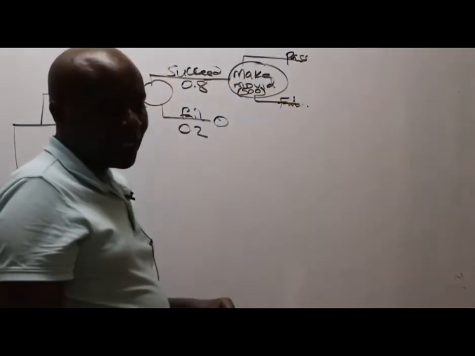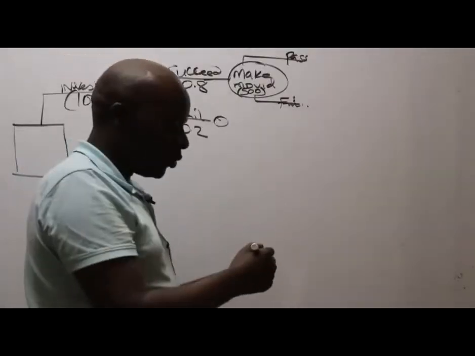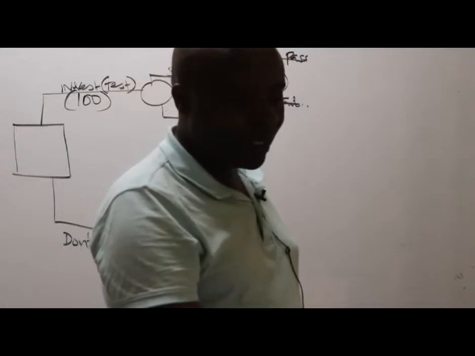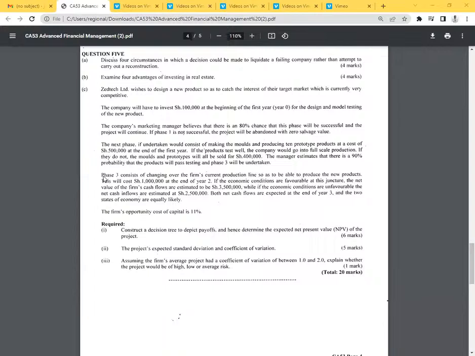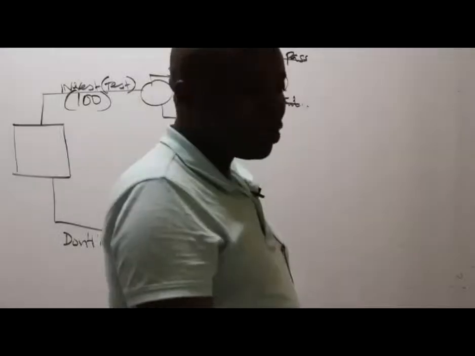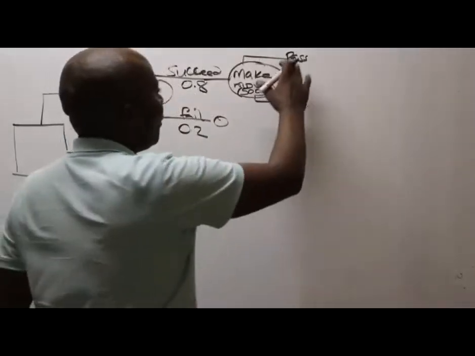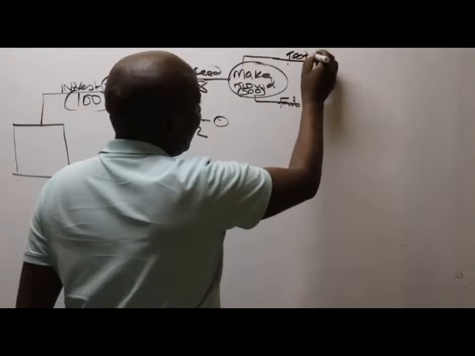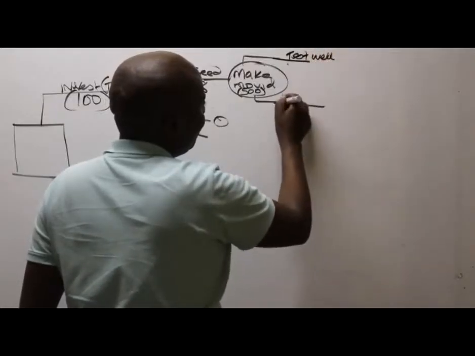They fail the test. So it's either they pass the test, or they fail. Always use the language given by the examiner. Like now here he has told us that if the products test well, right? So it's about testing well. If they test well, the company will go into full-scale production. If they do not, the molds and the prototypes will all be sold. So it is either these prototypes test well, or they test otherwise. So it's important to use the language used by the examiner. They could either test well or test bad.